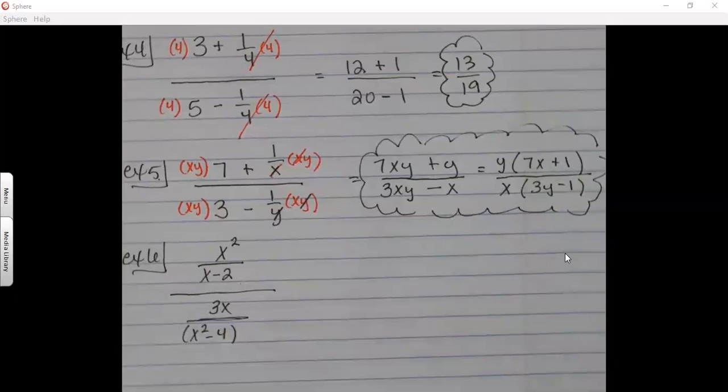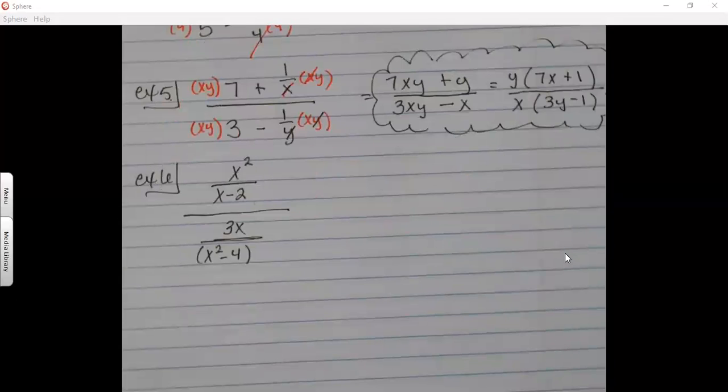Now, before you say that the LCD is x minus 2 times x squared minus 4, that's a common denominator, but it's not the least common denominator. And I know that because x squared minus 4 is a difference of 2 squares. That can be factored, right? So let's factor that first before we determine the LCD.